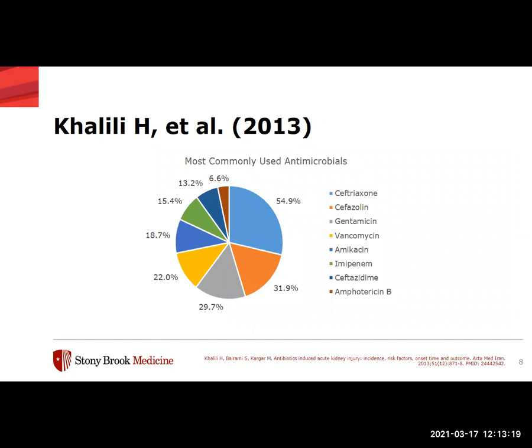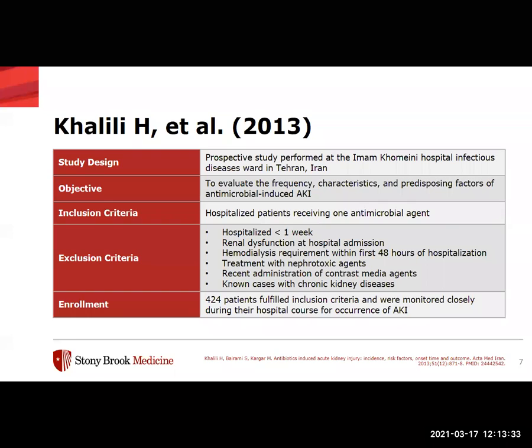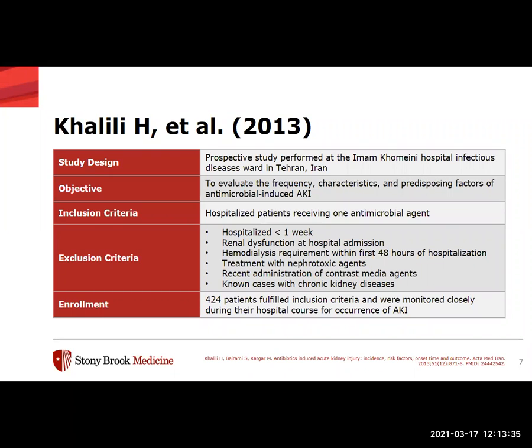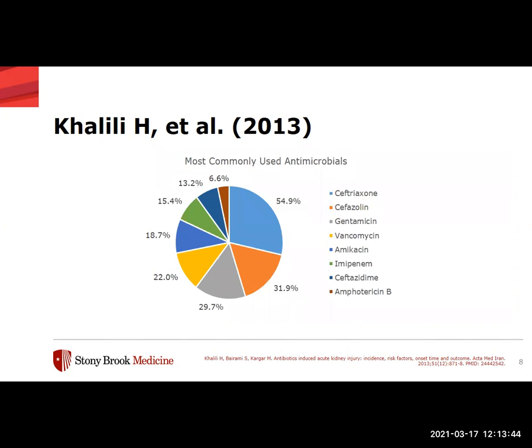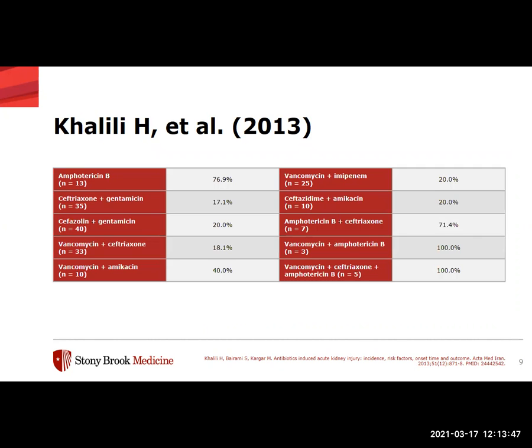On this slide, I wanted to highlight the most commonly used antimicrobials in this study. And as you can see, the most common ones included the beta-lactam antibiotics, aminoglycosides, vancomycin, and amphotericin B. Okay, so now I wanted to include a chart summarizing the incidence of AKI in these hospitalized patients receiving the following regimens.